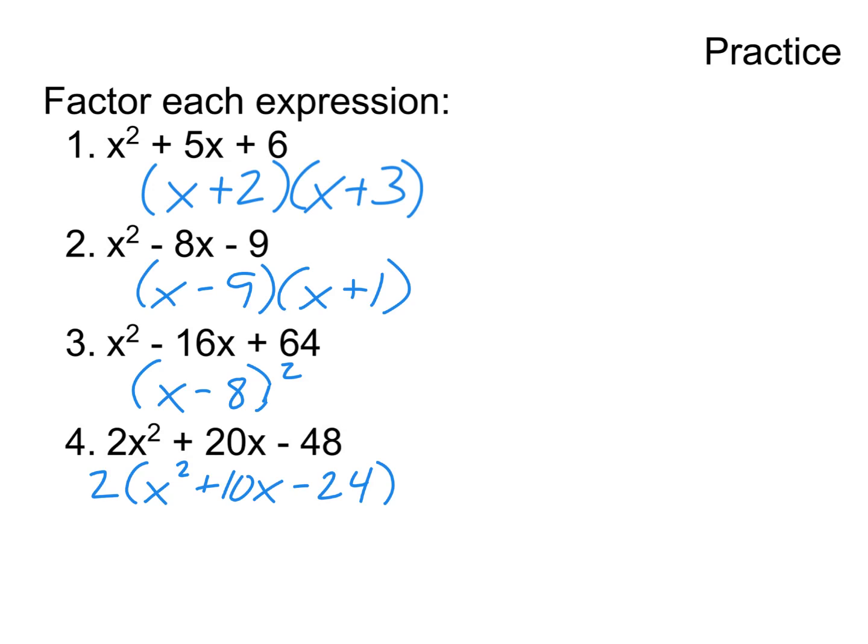Now we can factor the quadratic by doing our normal add to, multiply to. It's a matter of what adds to 10 and multiplies to negative 24. And so for this one, the 2 stays out front. Our two numbers are going to be 12 and negative 2. So it's x plus 12 and x minus 2.